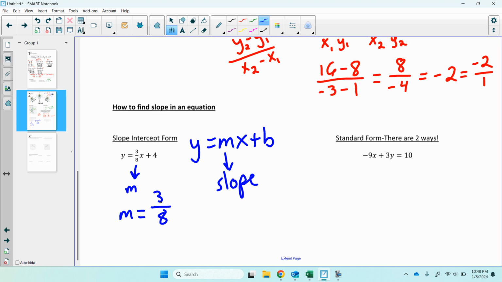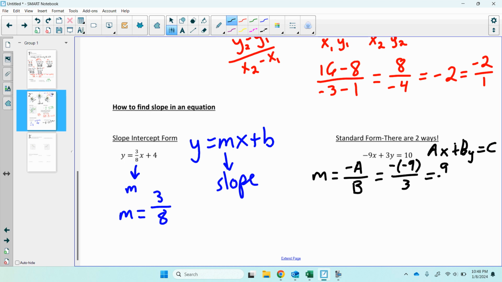For standard form, we have 2 options. If you are the type of person that loves formulas, is really good at memorizing things, then in standard form, which is ax plus by equals c, the slope is always going to end up being negative a over positive b. So taking a formula approach to finding the slope here, we can find that this is now negative 9 over 3, or in other words, 3.